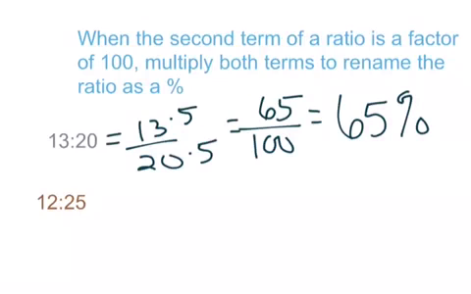So if you got 13 out of 20 on a test, or if you have 13 out of 20-something, you have 65% of it, okay?